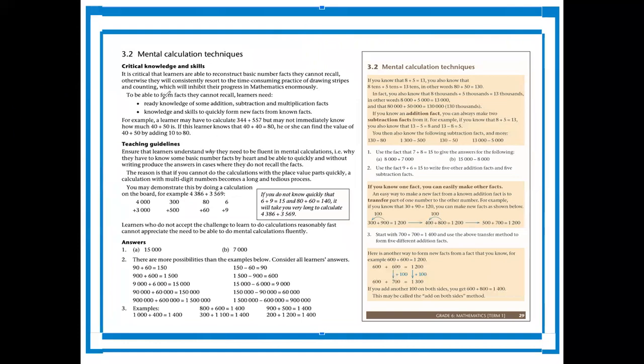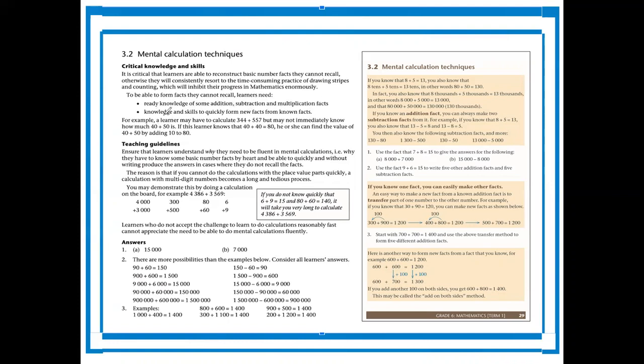Okay, moving on. To be able to form facts that they cannot recall, learners need ready knowledge of some addition, subtraction, and multiplication facts. So like the one I just showed there, 15 plus 8 is 23, things like that. So not the obvious ones. There are obvious ones that will be really easy to calculate in your head, like 15 plus 5, for example. We know that's 20. That's quite an easy addition fact. And then we should know the multiplication tables up until 12, I think. That's what I got taught at school. I'm not sure what you guys got taught. So those you should be able to recall reasonably fast.